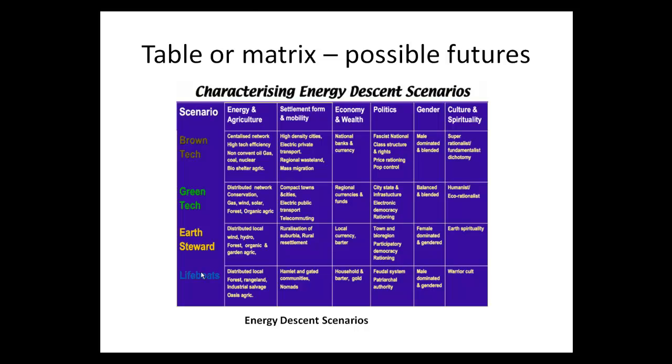Turning now from the past to the future and considering the possible futures of the issue that you're investigating, a good way to do this is to map out scenarios, and you could use a simple table or matrix, in this case looking at energy descent scenarios, and we have a number of distinct scenarios on the left hand side, and for each of those, according to particular criteria, this table maps out the characteristics of each of those possible scenarios related to energy.